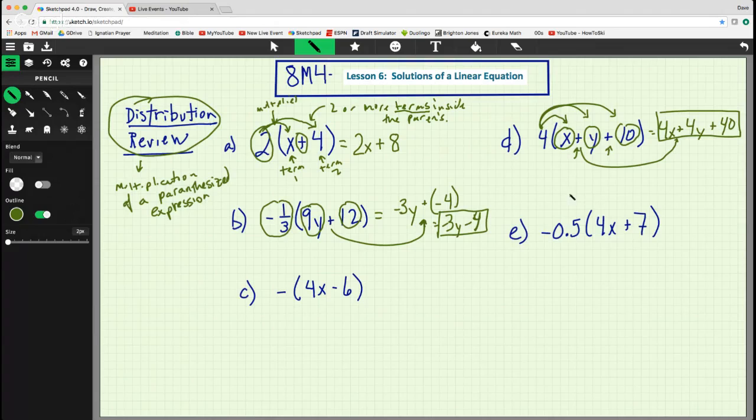Now, let's do E before we do C even. So here we have negative a half, or negative 0.5. Negative 0.5 times 4x is equal to negative 2x, plus negative 0.5 times 7 is negative 3.5. So our answer is negative 2x minus 3.5 after we simplify.